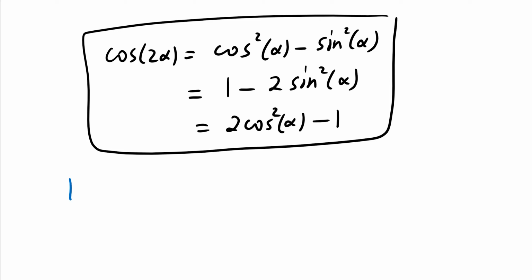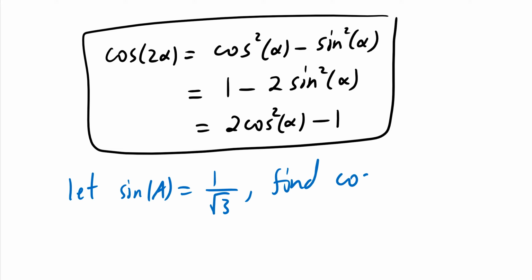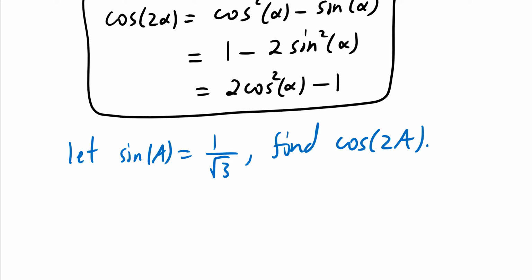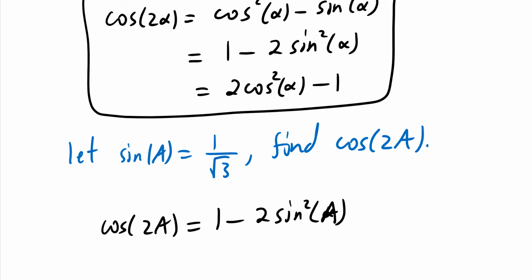Let's look at an example. Let sine of angle A be 1 over the square root of 3. Find the value of cosine 2A. Well, which formula would be the most convenient? If I want to use the first one, I need sine and cosine. I only know sine. If I use the last one, I need to solve for cosine. But the second one would be the most convenient because you only need sine to find cosine 2A. So the formula is 1 minus 2 sine square A in this case.